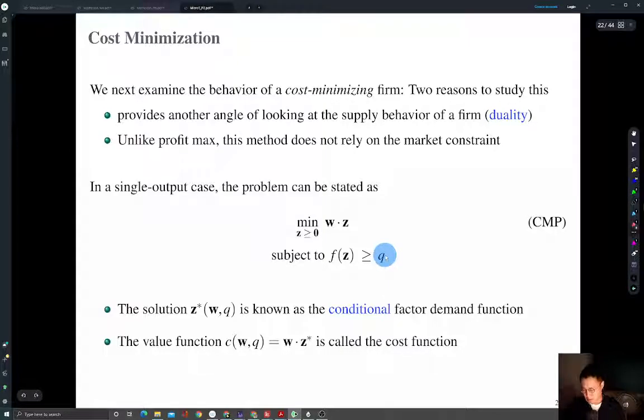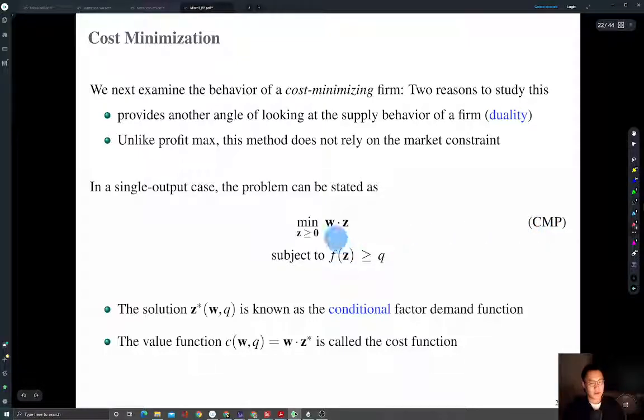Just think about the expenditure minimization problem. The consumer wants to minimize the expenditure necessary for attaining a certain level of utility. So it has a very similar structure. The firm wants to produce this amount of output at least. So given this constraint, what is the minimal cost necessary for production of this quantity? That gives us the cost minimization problem, in short CMP.